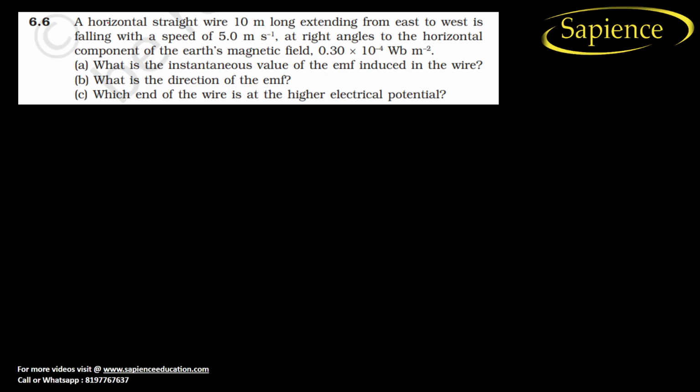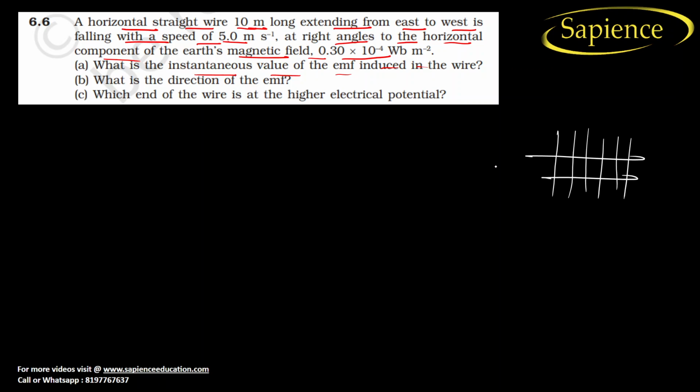So let's read the question first of all. A horizontal straight wire of 10 meter long extending from east to west is falling with a speed of 5 meter per second at a right angle to the horizontal component, and the earth's magnetic field is this one. What is the instantaneous value of the EMF induced in the wire? So let us suppose there is a wire and it is just crossing a magnetic field, so it will induce an EMF. We need to find the EMF.